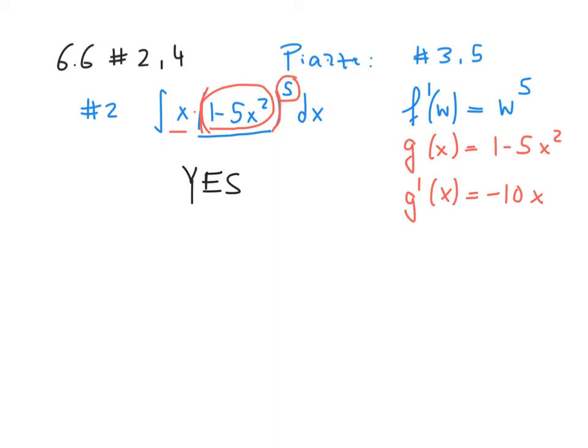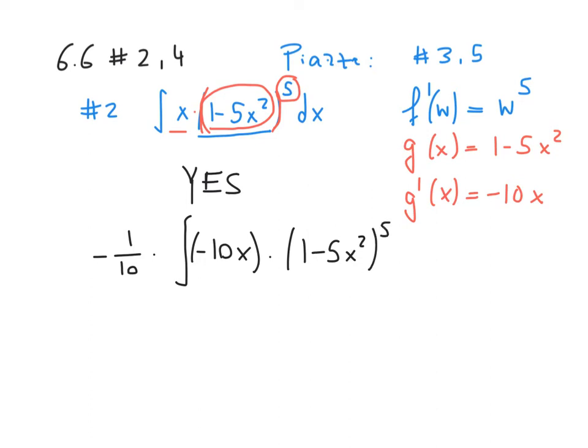So to compute the integral now, we would do the following, right? We would multiply by minus 1/10, right? And then we would have minus 10x times 1 minus 5x squared to the fifth dx. So all we need to do to compute the integral now would be to find an antiderivative of this function w to the fifth, and using the power rule, that's actually easy. So f of w would be 1/6 w to the 6th plus c.